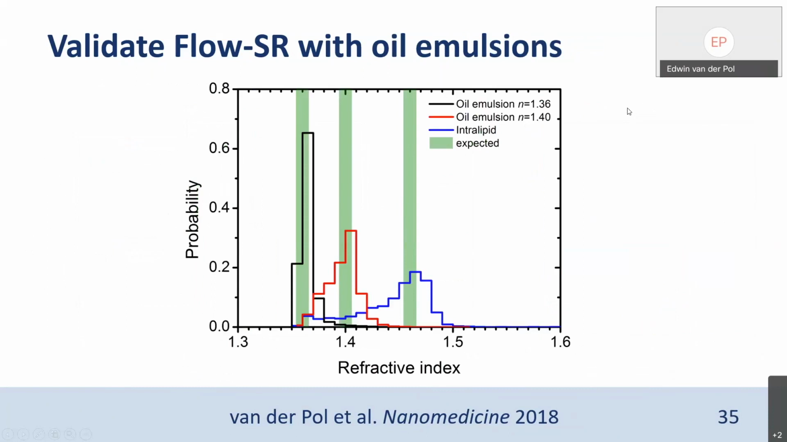In turn, we validated flow SR on polydisperse samples. We took 2 oil emulsions with oil droplets with a refractive index of 1.36 and 1.40, and Intralipid, which has a slightly higher refractive index. And as you can see, the refractive index distributions corresponded pretty well to what we expected, although this Intralipid was a little bit wrong.